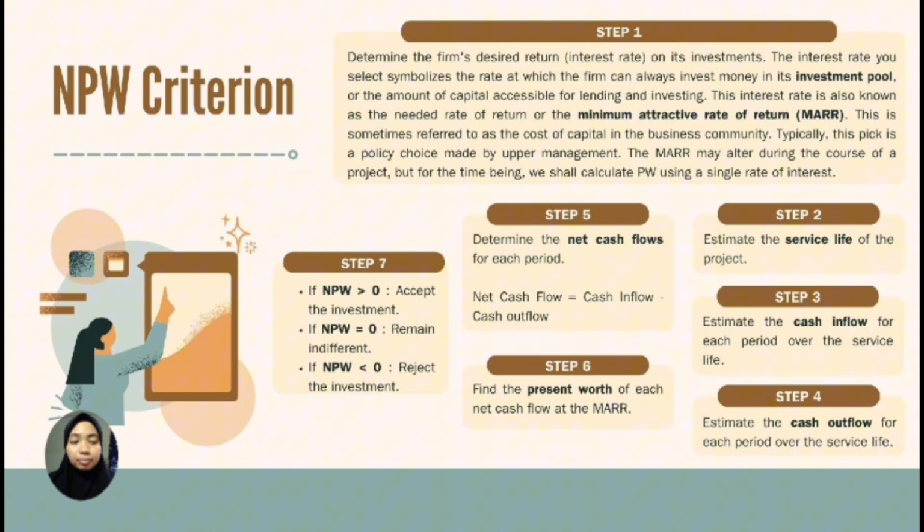After we get NPW, if NPW is larger than 0, which means we get a positive value, we accept the investment. If NPW equals 0, it means we remain indifferent. And if NPW is smaller than 0, which means we got a negative value, we reject the investment.